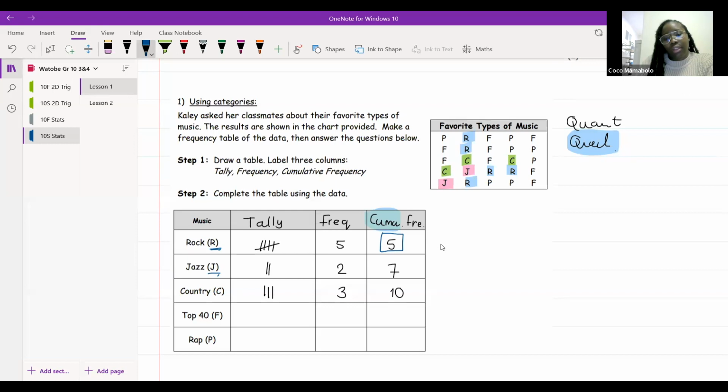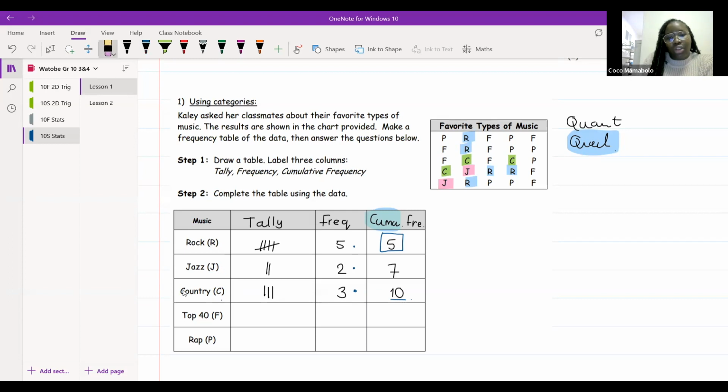7, because there's 5 for rock and 2 for jazz. Now, if we put rock and jazz and country together, how many kids have we counted? 10. 10, correct. Okay, so now let's do the next one.